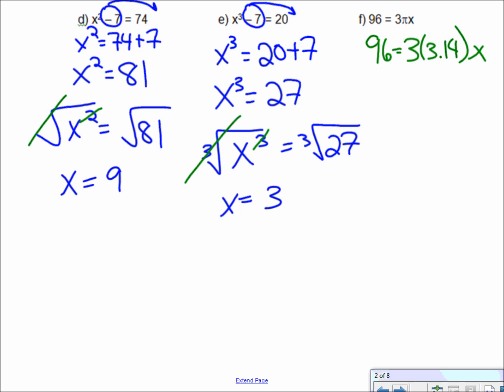If you want to use the pi button on the calculator, that's absolutely fair too. I will always check your answers. It'll just give us a different decimal. But I got 96 equals 9.42x. Who agrees with that?